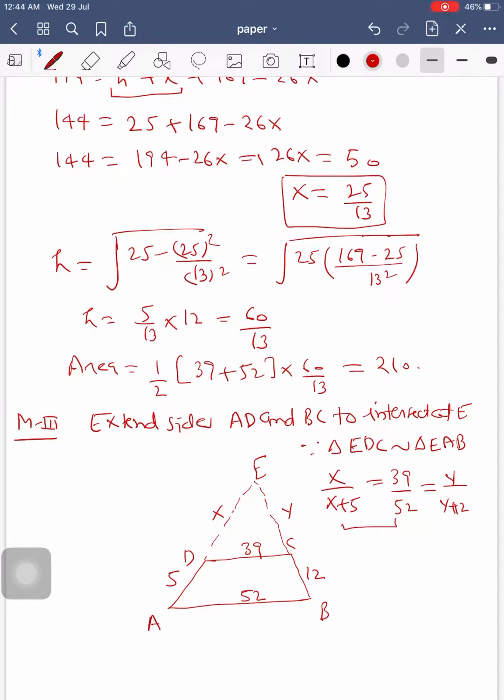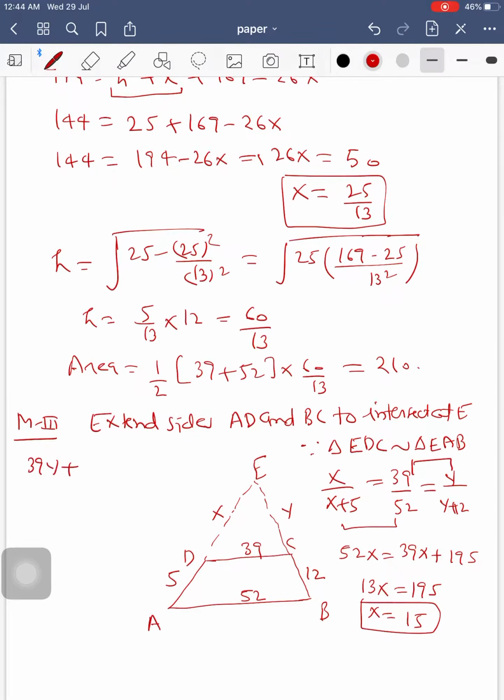Okay, take the first and second ratios. 52x equals 39x plus 39 times 5, and 39 times 5 is 195. Then what do we have from here? 13x equals 195. Therefore x is what? 13 times 5 is 65... 13 times 15 is 195. X is clearly 15.